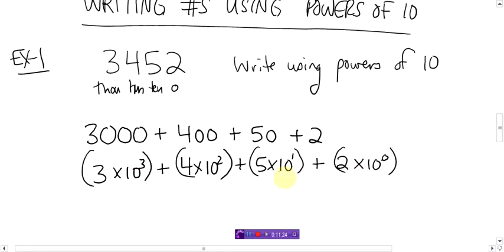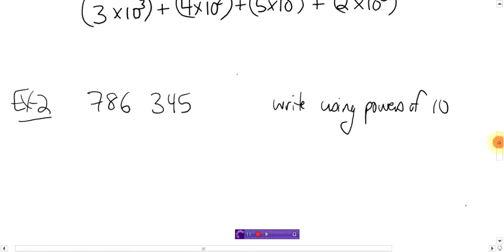And that's the way, if you ever get a question saying write a number using the powers of 10, that's how you're expected to write it. Some of you may be able to go from that step directly to this step. You don't need that step right there, but if you need to, go ahead. Okay. How about this question here?